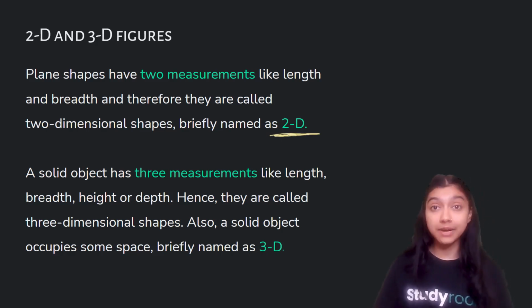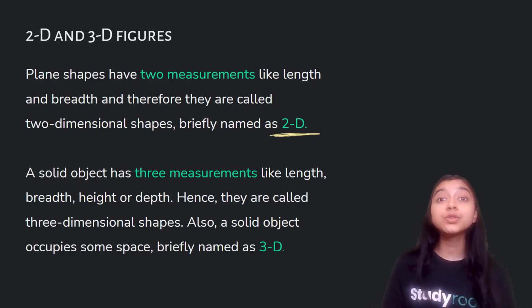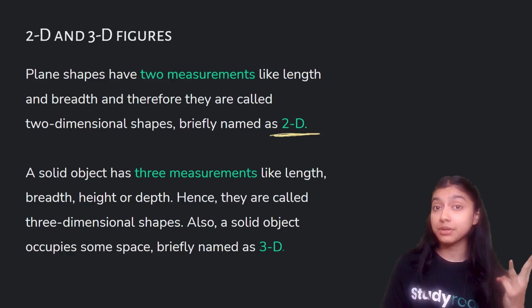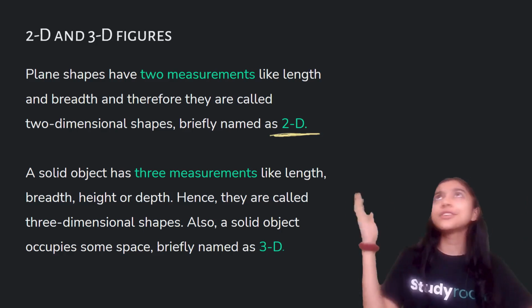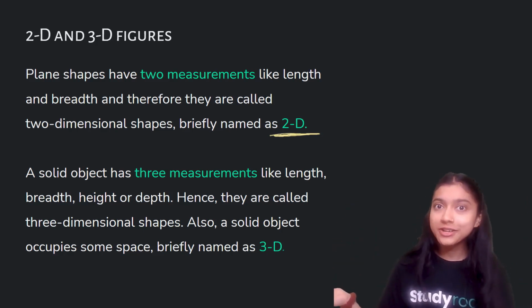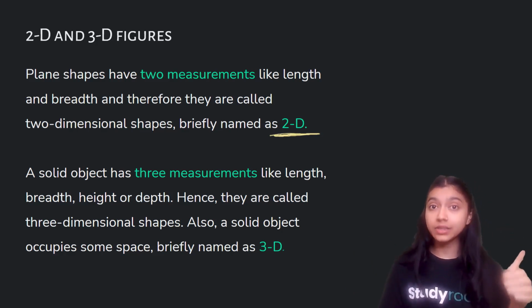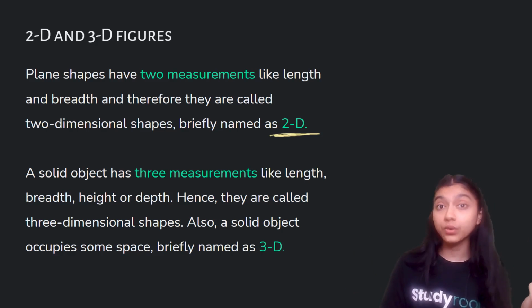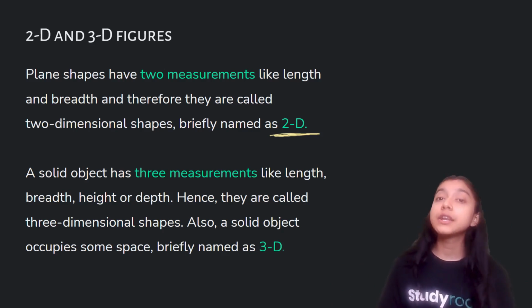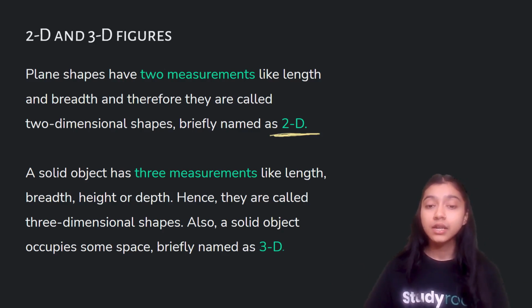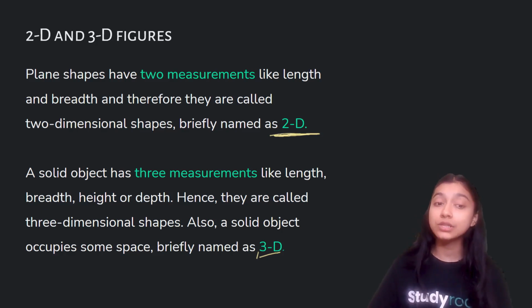Next up, we have three-dimensional figures. Three-dimensional figures are those solid shapes that have three dimensions or three measurements. Let us take an example of a cuboid, or let's say the room we are sitting in. This room is also a cuboidal shape. In a cuboidal shape, we have three measurements, that is length, breadth and height. Height can also be known as depth. So a solid shape that has three measurements is known as three-dimensional. In brief, we write a three-dimensional figure as 3, a hyphen, and a capital D. So it is also known as 3D.